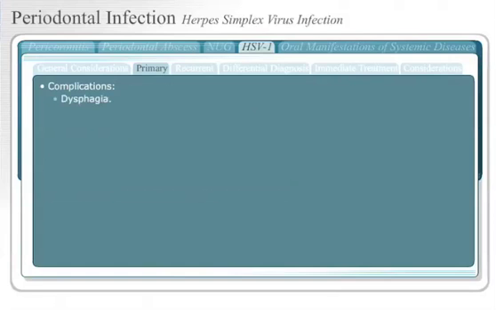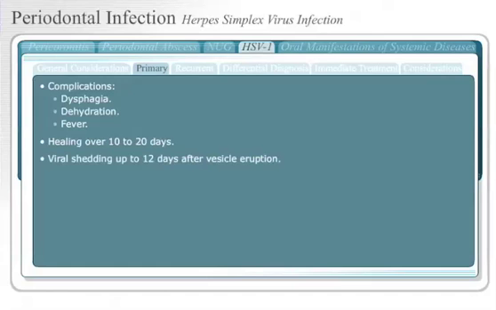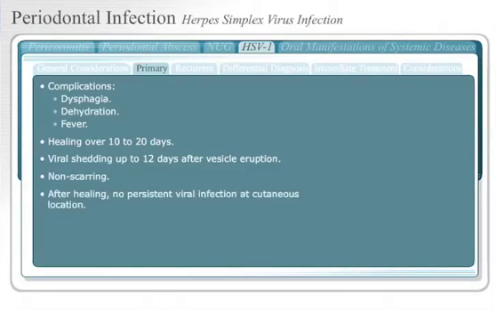Complications include dysphagia, dehydration, and fever. However, multi-organ system involvement is rare. Healing occurs slowly over 10 to 20 days, with viral shedding continuing for an average of 12 days after eruption of vesicles. Scarring is not a feature of the disease. After healing, no evidence of persistent viral infection at the cutaneous location can be detected in humans.